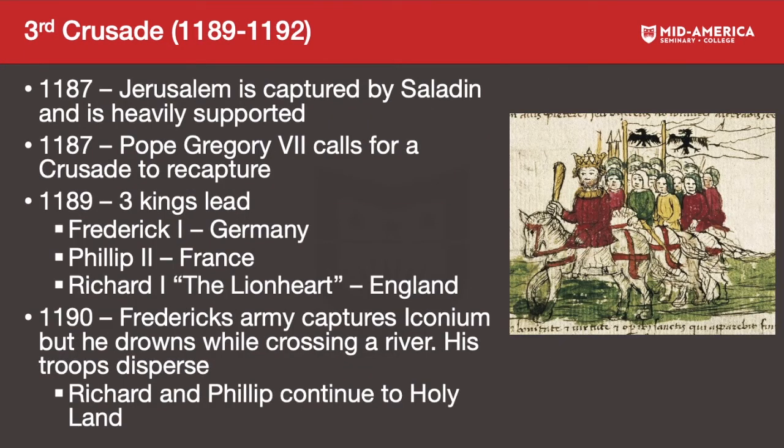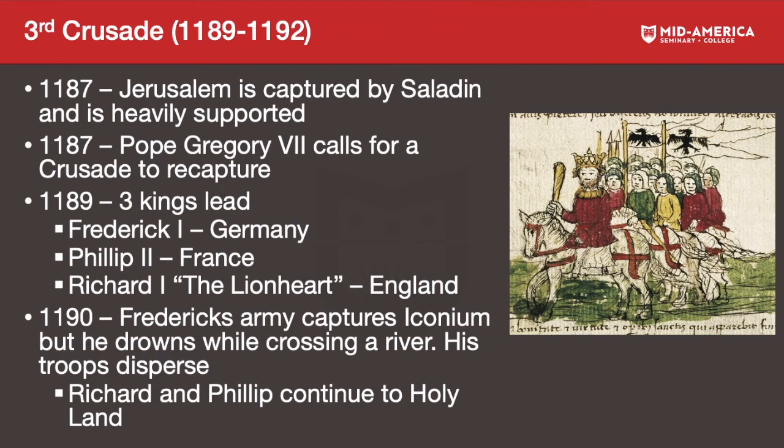We're not going to talk about the Second Crusade. If you're interested in that, you can look it up yourself. But the Third Crusade, 1189 to 1192, we will talk about. This is the famous one with Richard the Lionheart. In 1187, Jerusalem finally is captured by a Muslim leader called Saladin, and he is heavily supported by Muslims. Saladin was very popular with the Muslims, and he was a strong leader, and he captures Jerusalem.